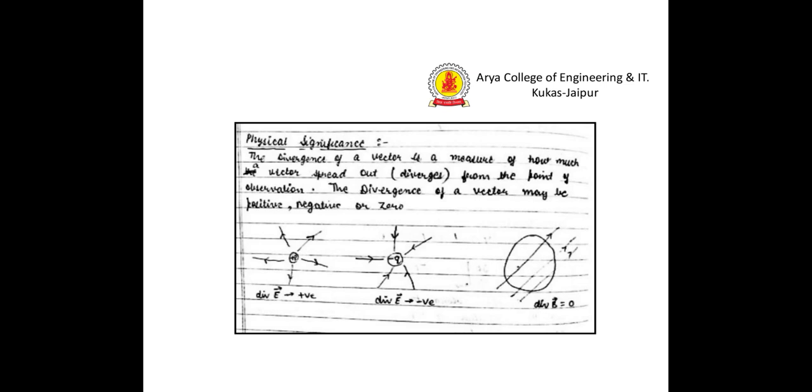Then the next example we draw is for magnetic lines of force. As we know that the magnetic lines of force move in a closed loop. That's why the divergence of B vector is equal to 0. From this statement we can say that there is no existence of magnetic monopole, meaning we cannot separate the north pole or south pole of a magnet.